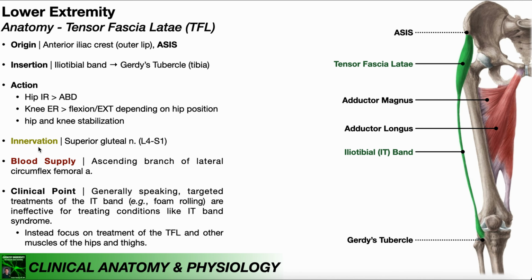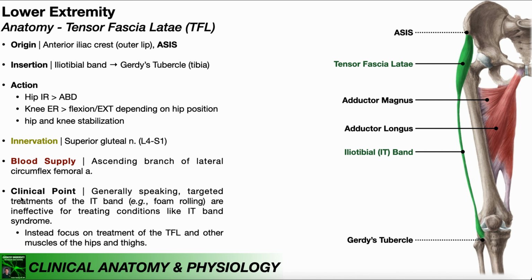The TFL is innervated by the superior gluteal nerve, the same nerve that innervates both the gluteus medius and minimus. And it also has the same nerve root contributions, L4, L5, and S1. Blood supply to the TFL is via the ascending branch of the lateral circumflex femoral artery.